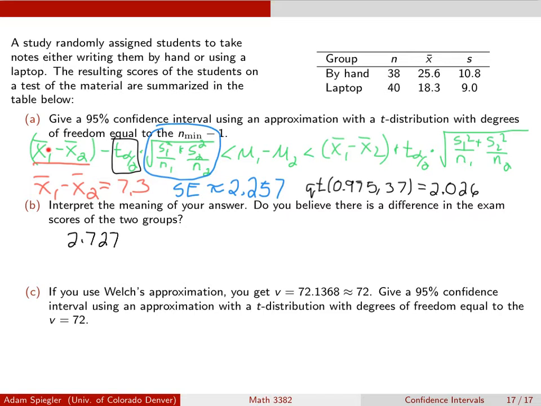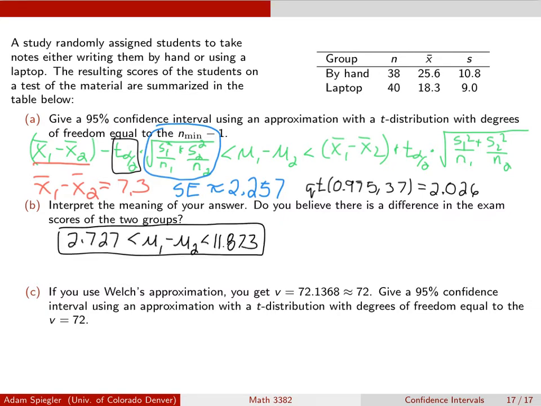And then plugging these values into their corresponding places, we get that the lower cutoff is 2.727 and the upper cutoff is 11.873. So that would be our 95% confidence interval using this estimate.